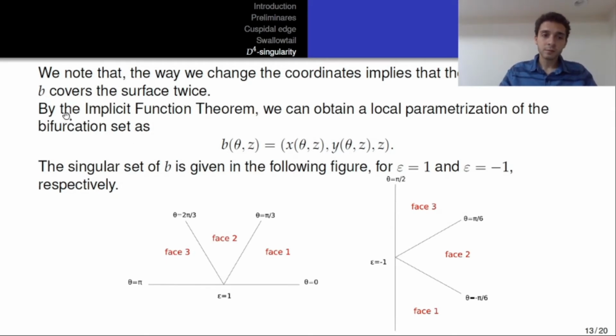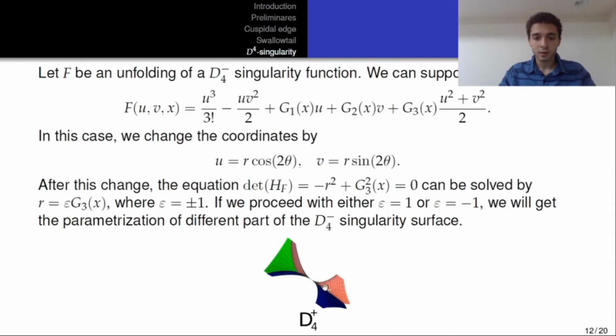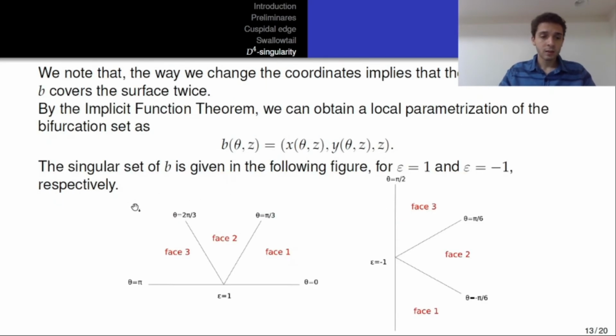By the implicit function theorem, we can obtain a local parameterization of the bifurcation set in the same way as before, but we need to be more careful. The singular set of B is given in the following figure. For example, for this side of the parameter, when epsilon is 1, the singular set is these curves, right?